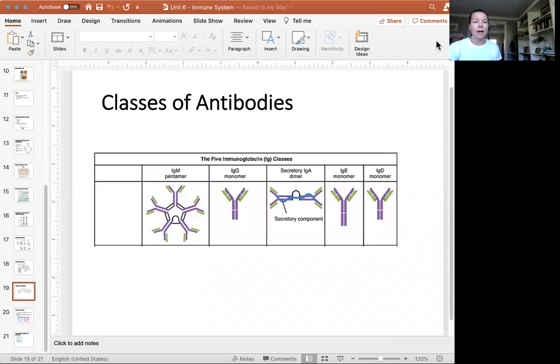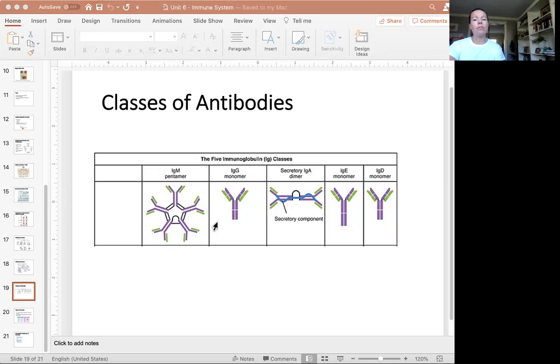In this recording, I am going to review antibodies and the different classes of antibodies and their characteristics. So, the basic structure of antibodies is that they consist of four polypeptide chains, and typically they form a Y-shaped molecule. You can see that on this picture here of IgG, which is one of the antibodies.